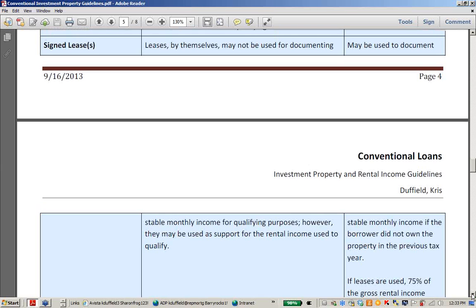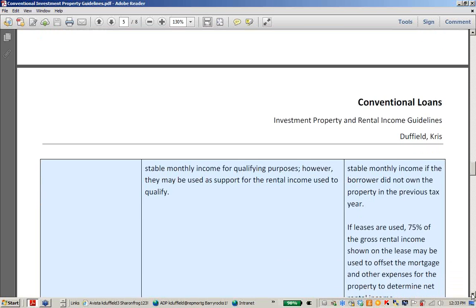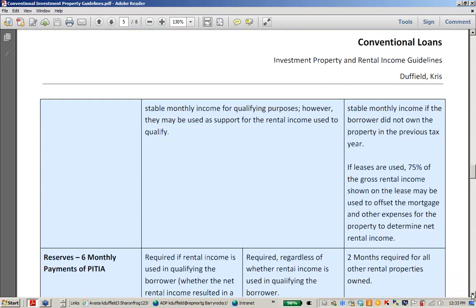Lease agreements for their other property may be used to document stable monthly income if the borrower did not own the property in the previous tax year. So you can use the income. If leases are used, then 75% of the gross rental income shown on the lease may be used to offset the mortgage and other expenses for the property to determine net rental income. So if they've owned property less than a year, you can get away with the signed lease agreement and use 75% of that.